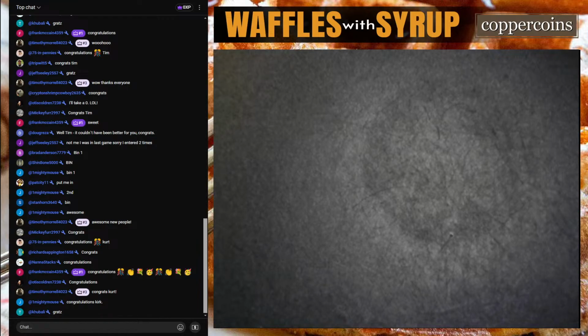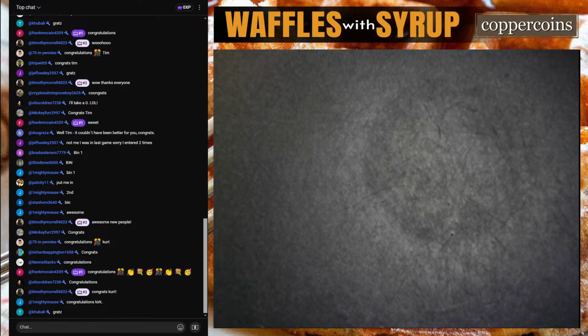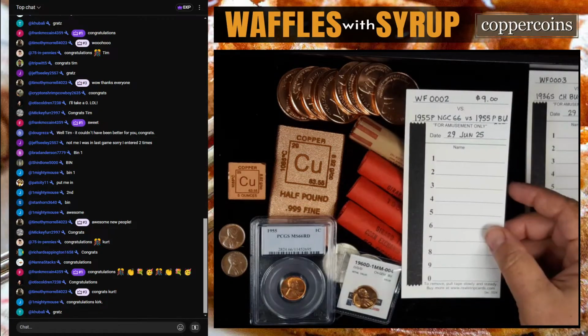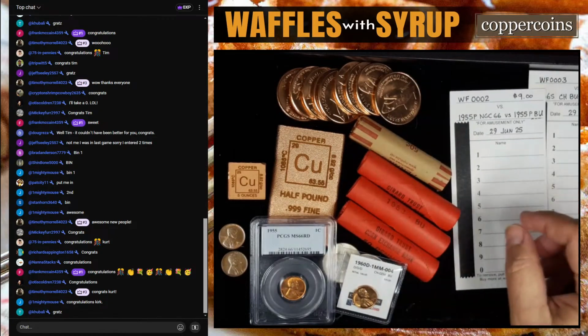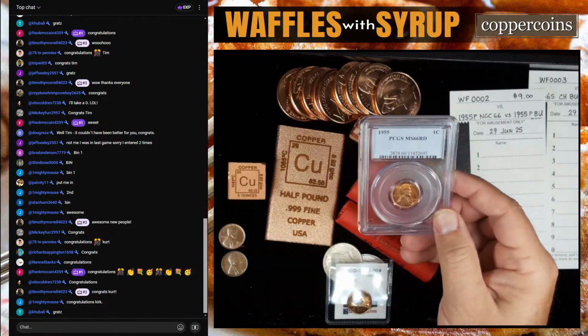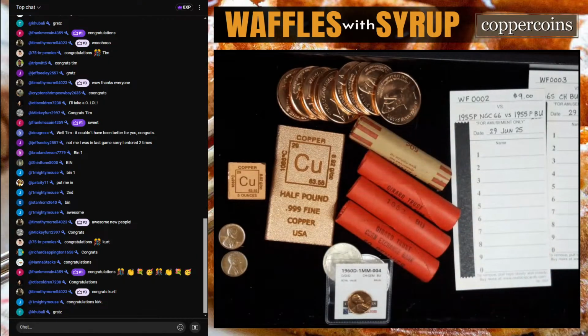Okay, next waffle up is not number 7, 6, 5, 4, 3, number 2. Here we go. So number 2, I've got to figure out a better way to handle this part. Okay, I have a 1955 Philadelphia Lincoln cent here. NGC, MS, or no, this isn't NGC, this is PCGS. PCGS MS66 red.